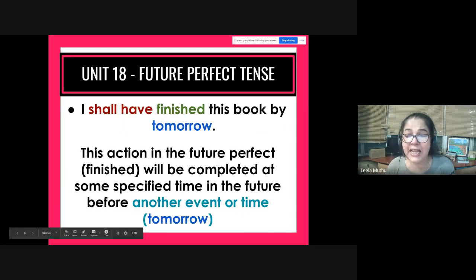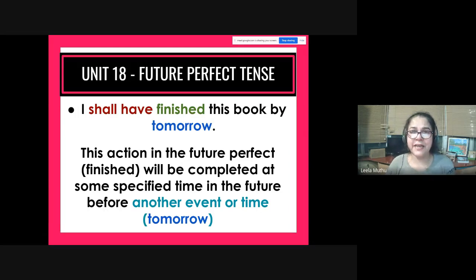So I shall have finished with this book by tomorrow. So let's look at the timeline again. You have the present, start reading, let's say that is today. She starts reading the book, but by tomorrow she would have finished it. So I shall have finished this book by tomorrow. So the blue X will be tomorrow. So that action will be completed by a specific time, which is tomorrow.